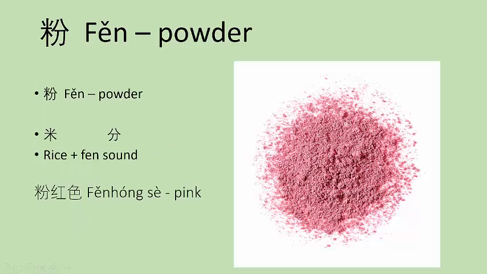To say pink, we say 粉红色, which means powdered red. 粉 means powdered. It combines the word rice with the fun sound, which we've seen in minutes. Jin for gold is the metal radical, and yin for silver combines the metal radical with the hun sound. And we've seen this before in bank.